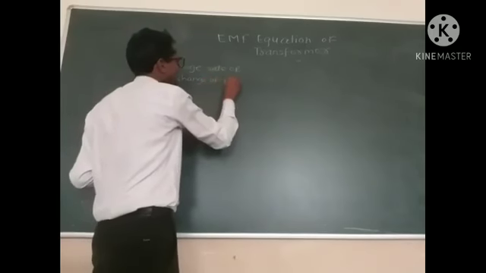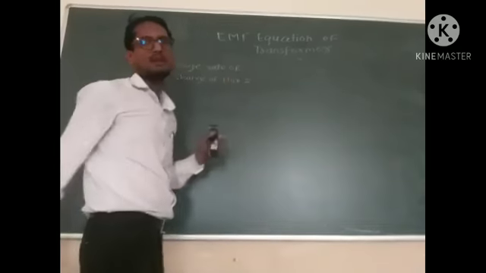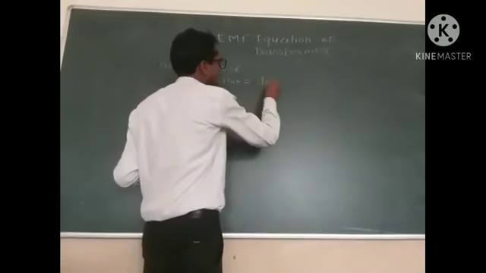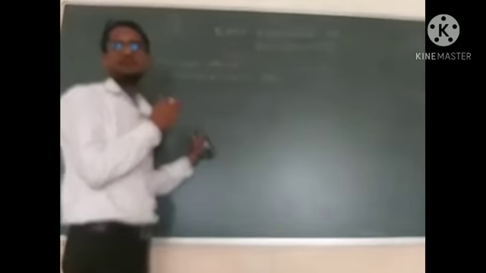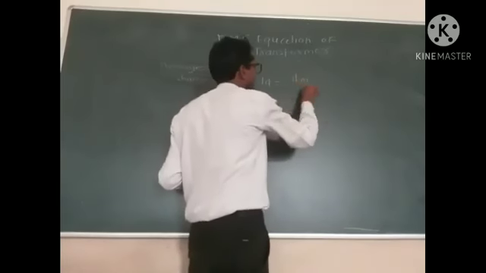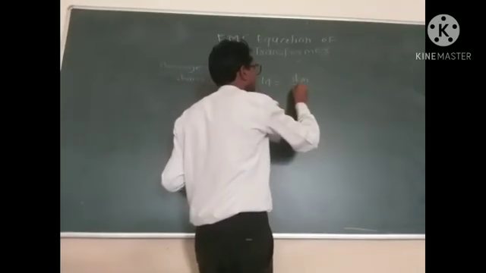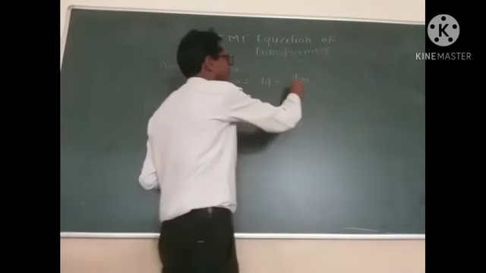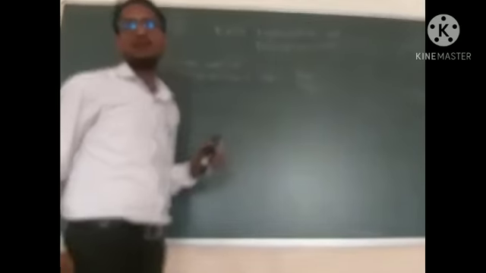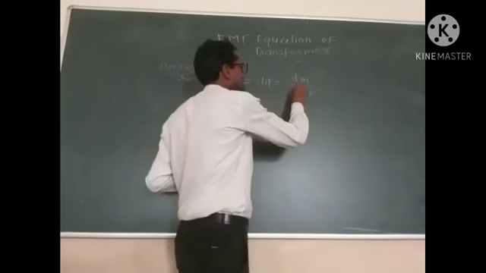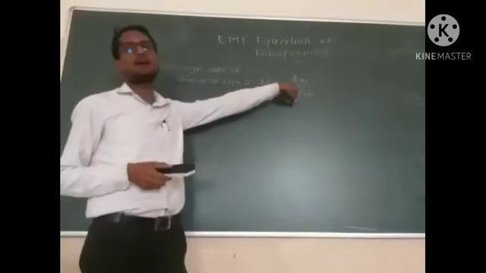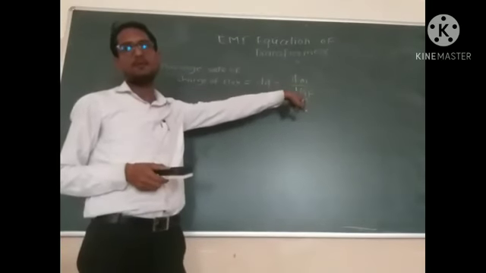Average rate of change of flux equals dφ upon dt, which is φm upon t, where t is 1 upon 4f. This is the average rate of change of flux, but we have to consider that it is 1. That means average rate of change of flux equals φm upon 1 upon 4f.